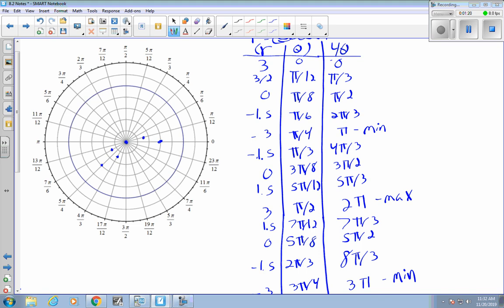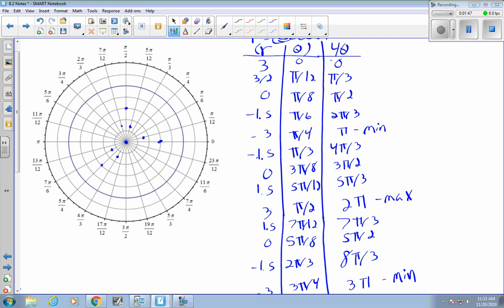3 pi over 8 is back to the pole. 5 pi over 12 is 1.5. Oh, there we go. Pi over 2 is 3. There's my third petal. 7 pi over 12 is 1.5. 5 pi over 8 is the pole, who cares? 2 pi over 3 is negative 1.5.